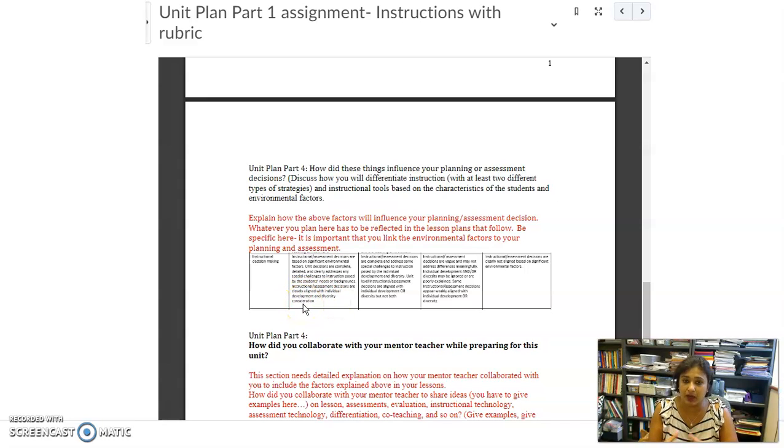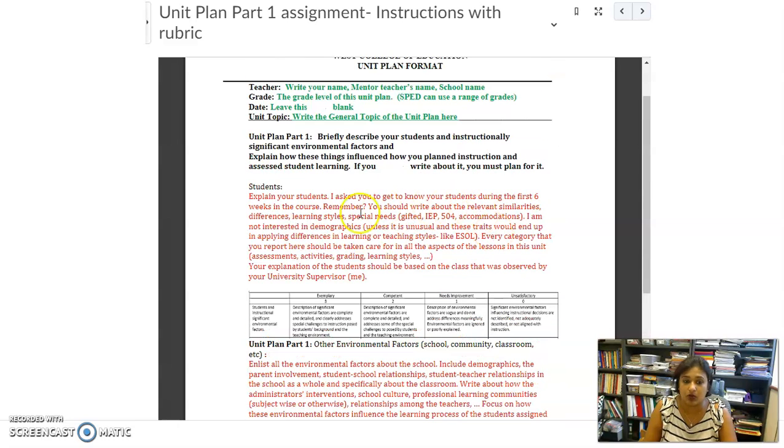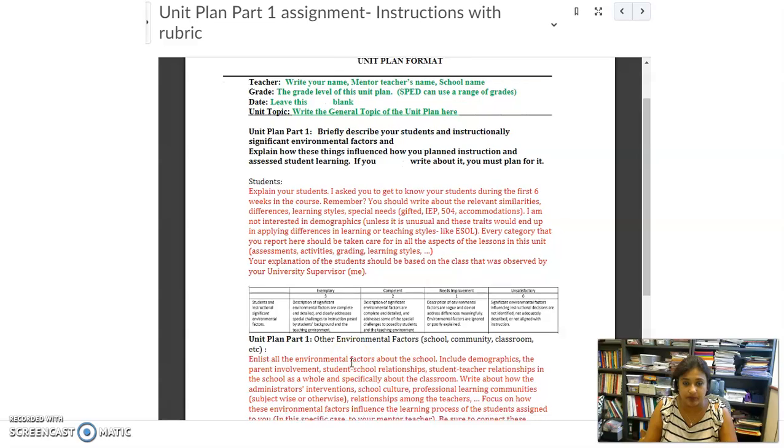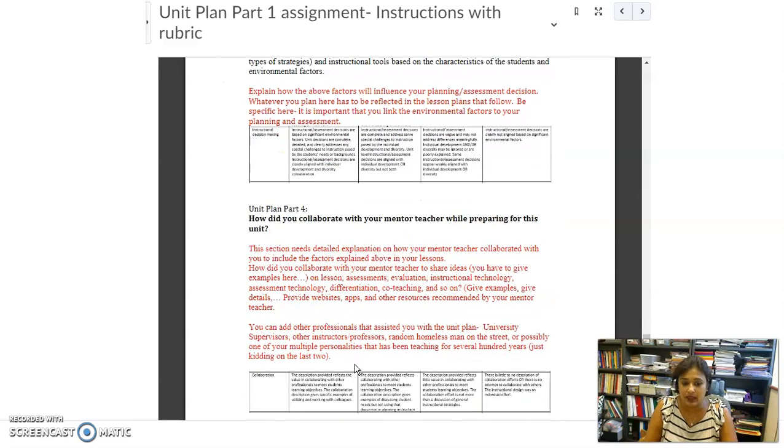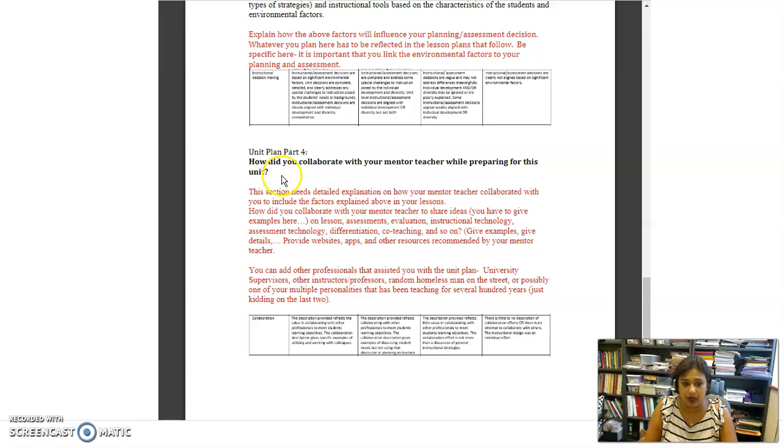So you think about it in depth, and this is a very thoughtful question because you are saying how you are modifying your instruction based on these things. And this is something that I've written. So how does it influence your planning and assessment decisions? How I'm going to assess them, or what I'm doing differently based on what I have written about the students and the environmental factors.